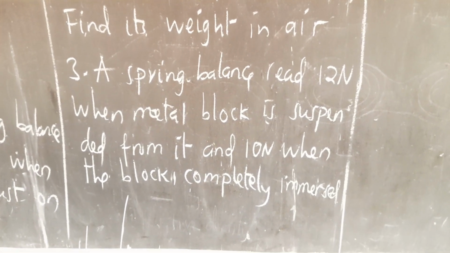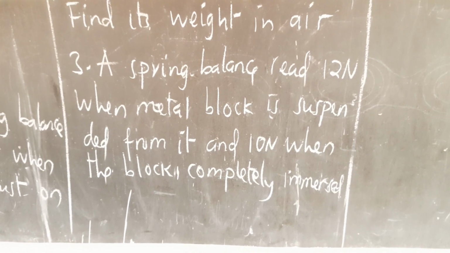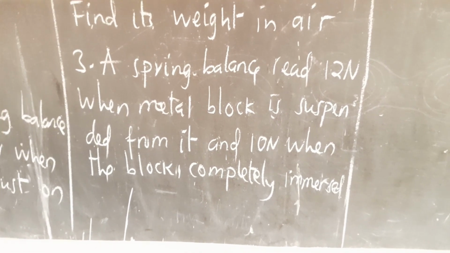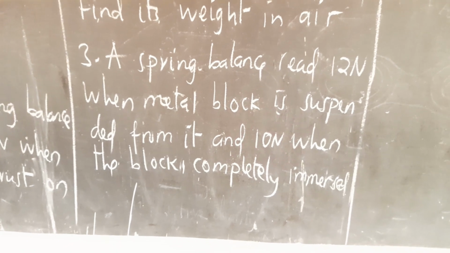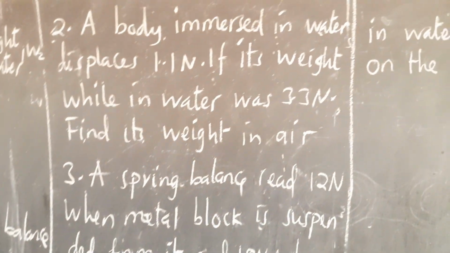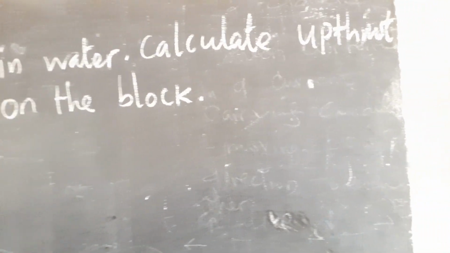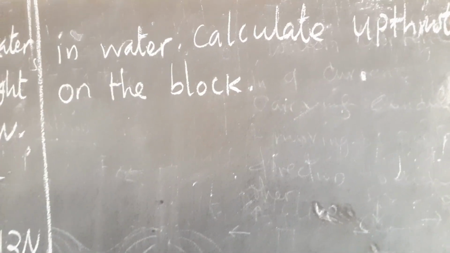A spring balance reads 12 Newton when a metal block is suspended from it, and 10 Newton when the block is completely immersed in water. Calculate the upthrust on the block.